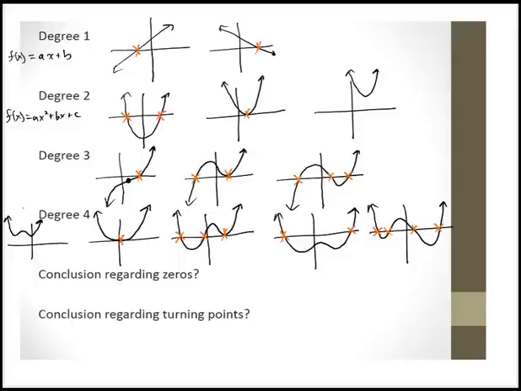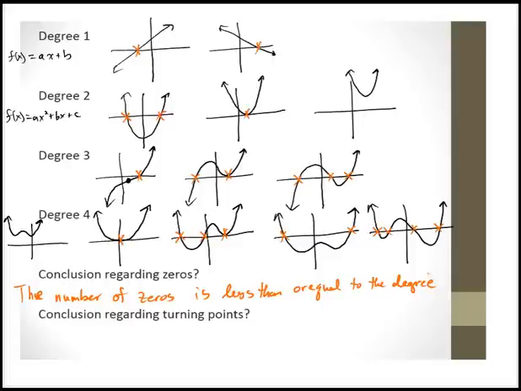So a conclusion regarding zeros. One conclusion we could reach is that the number of zeros is less than or equal to the degree. Right, so if we know the degree of a polynomial, the number of zeros is less than or equal to the degree.